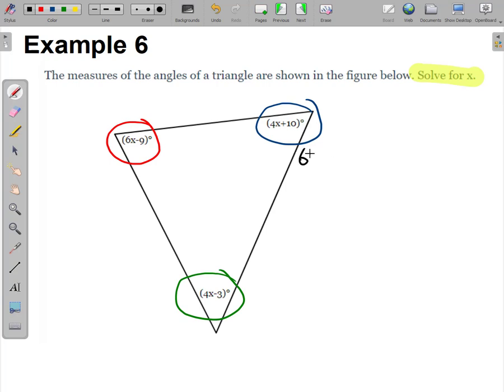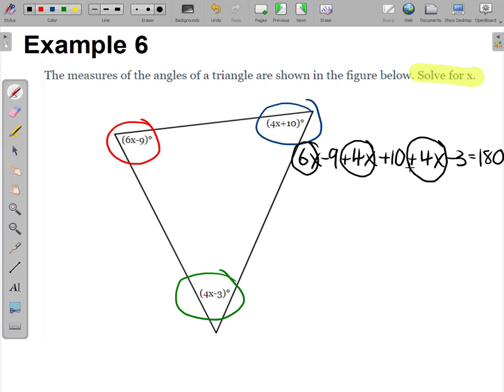So I'm going to write 6x minus 9 plus 4x plus 10 plus 4x minus 3 equals, and I'm running a little bit out of room here, equals 180. I'm going to circle all the x terms, so 6x and 4x and 4x, that's going to simplify to 14x. We got negative 9 and 10 and negative 3, and that's going to simplify to negative 2.